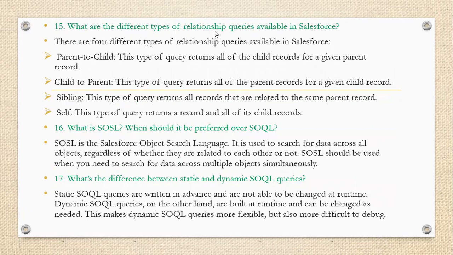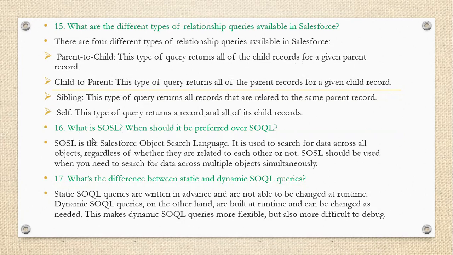What are the different types of relationship queries available in Salesforce? There are four different types of relationship query available in Salesforce. Parent to child: this type of query returns all of the child records for the given parent records. Child to parent: this type of query returns all of the parent records for the given child records. Sibling: this type of query returns all the records that are related to the same parent records. Self: this type of query returns records and all of the child records.